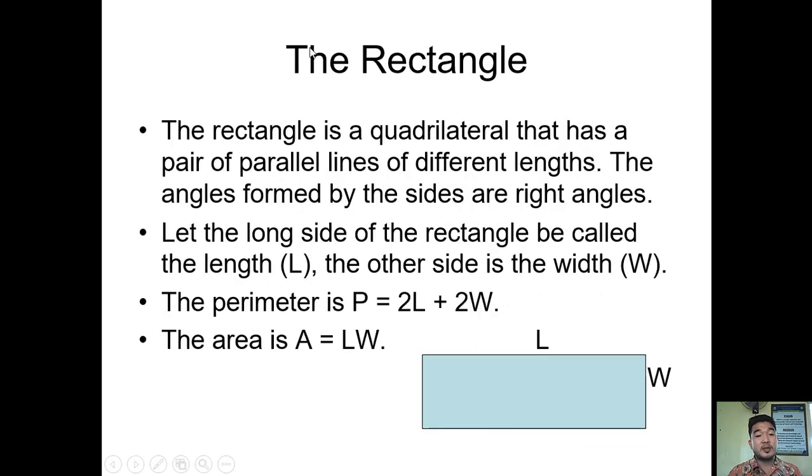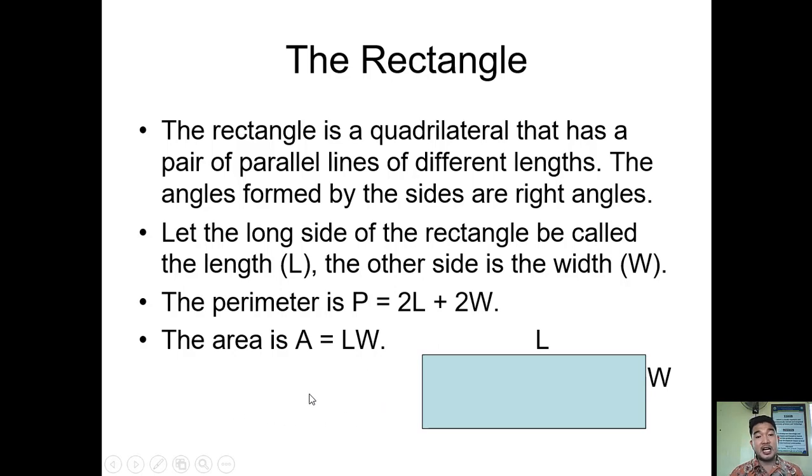We move on. The rectangle. The rectangle is a quadrilateral that has a pair of parallel lines of different lengths. Yan yung sabi natin, ano? So, yung length dito sa taas, saka dito sa baba, these two are congruent, and here, these two are also congruent. If this is L and this is W, paano natin makukuha ang perimeter? Ina-add lang lahat ng edges. So, we have dalawang L, so that's 2L, then dalawang W, so you have 2W. Our formula in solving for the perimeter of a rectangle would be 2 length plus 2 width.